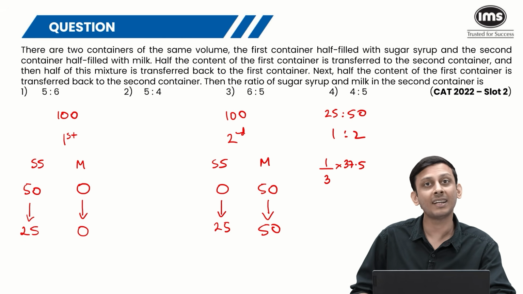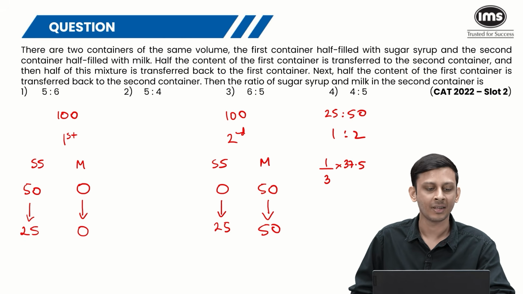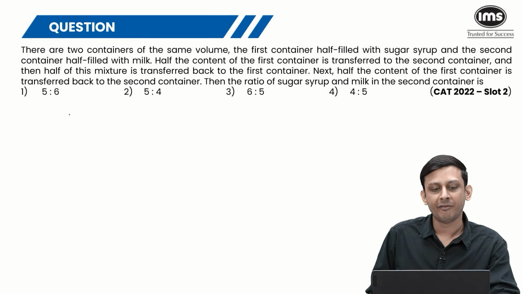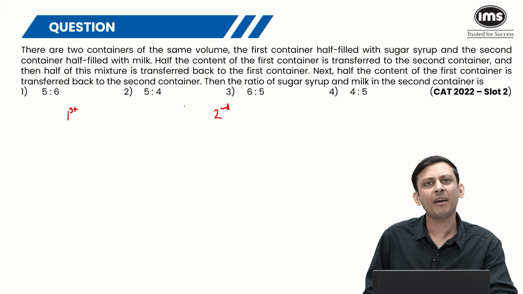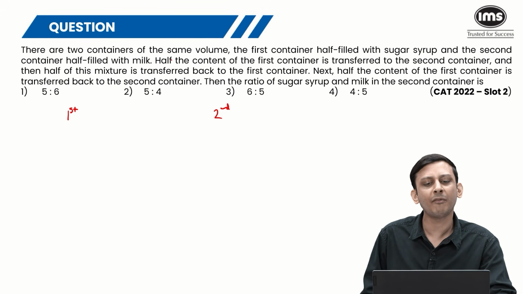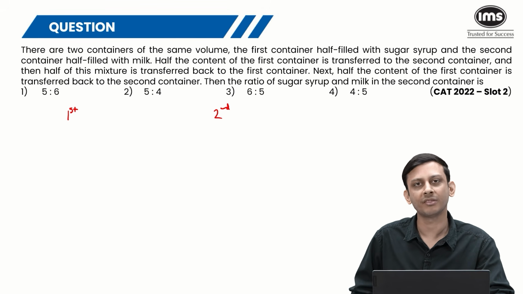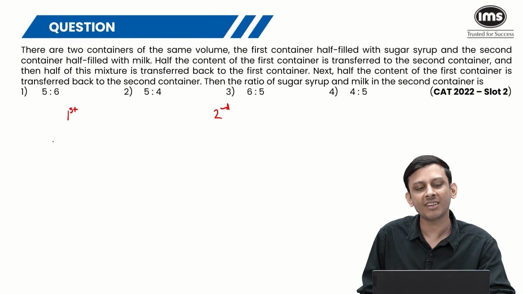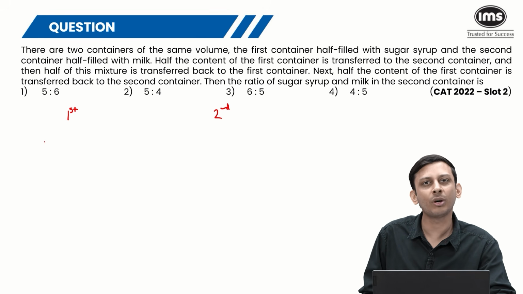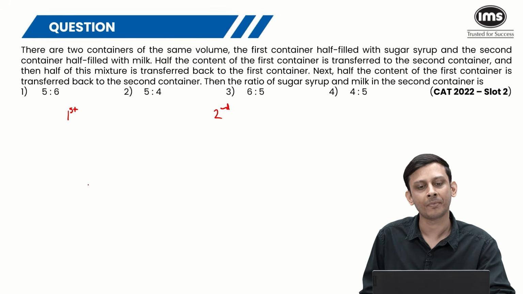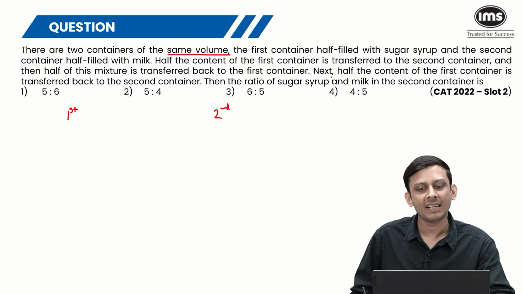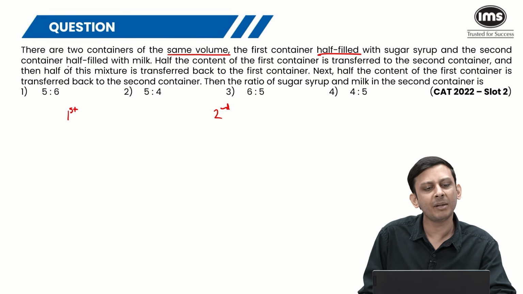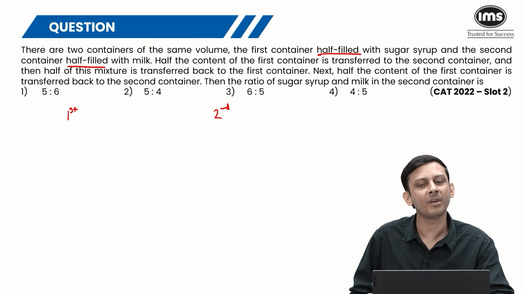So now let's see the better method that we can use instead. So first container and second container. First thing we have to understand is that we don't even have to look at the total volumes, the total capacities. We just have to focus on how much sugar syrup and milk are actually there. So the containers have the same volume, which means half filled will be the same quantity. So we can just start from here.